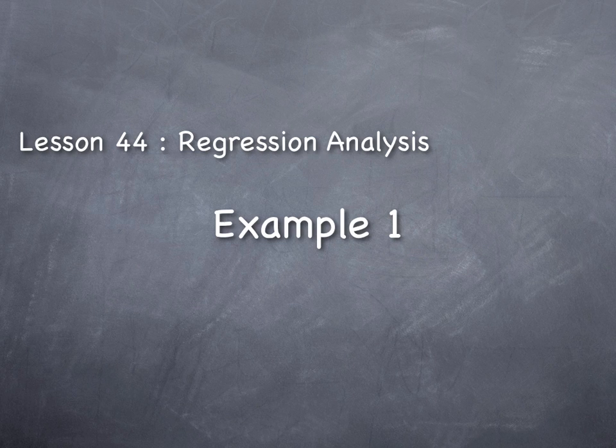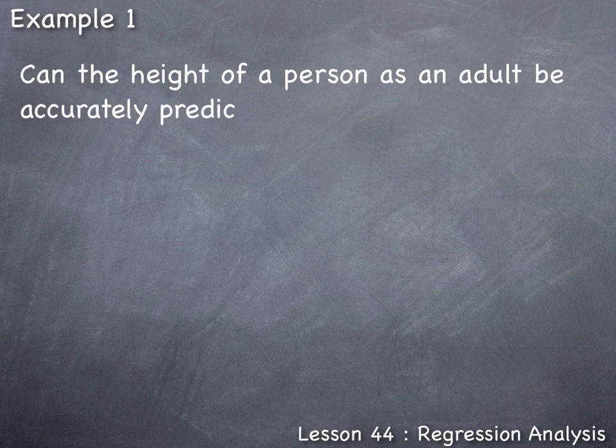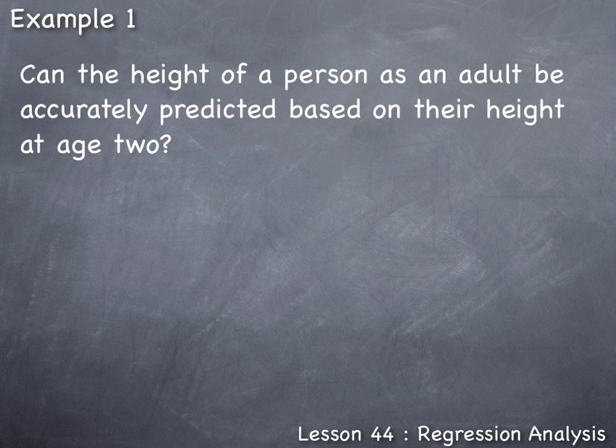Lesson 44, Regression Analysis. Example 1. Can the height of a person as an adult be accurately predicted based on their height at age 2?